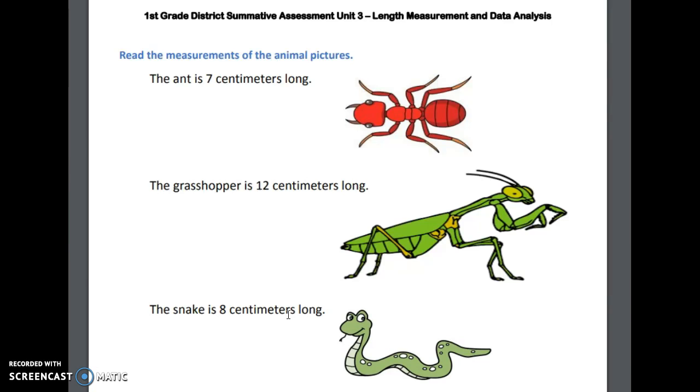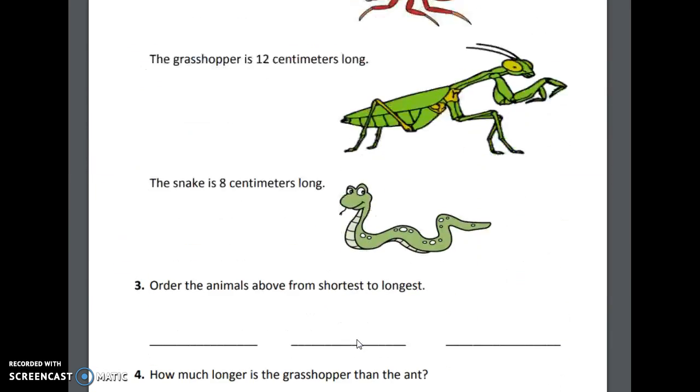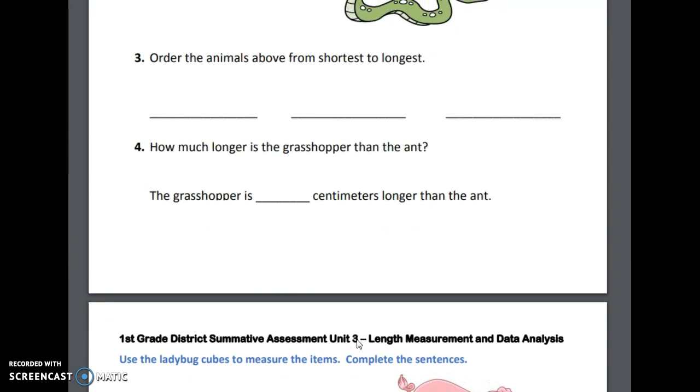On this next page, they've already done the measuring for you. The ant, which is this creature right here, is 7 centimeters long. The grasshopper is 12 centimeters long. And the snake is 8 centimeters long. You're going to answer some questions about these animals.